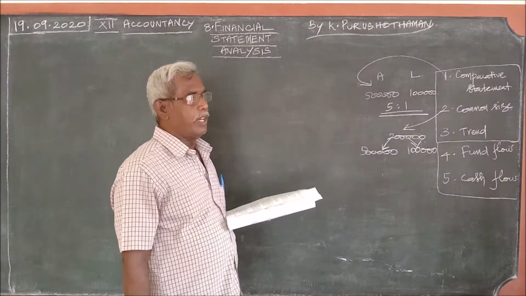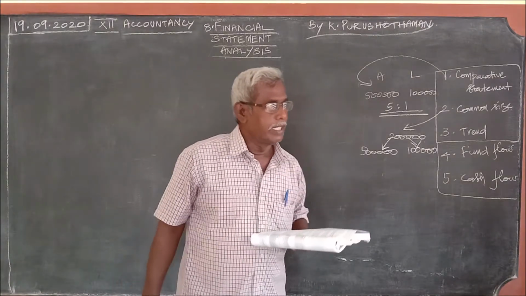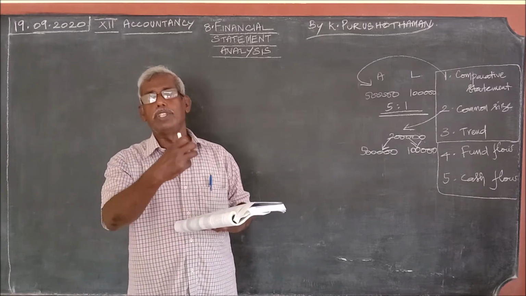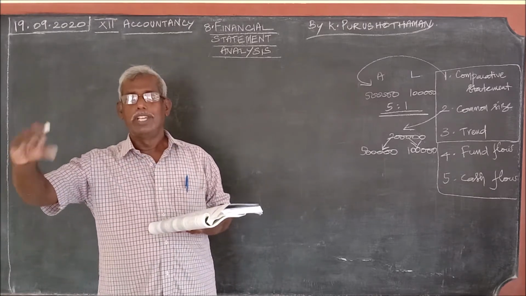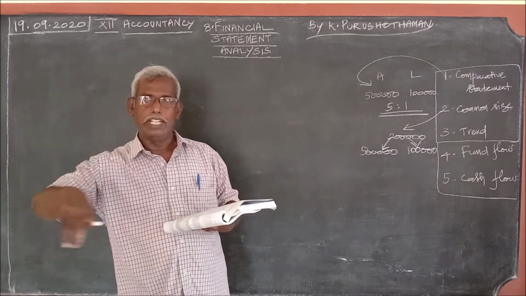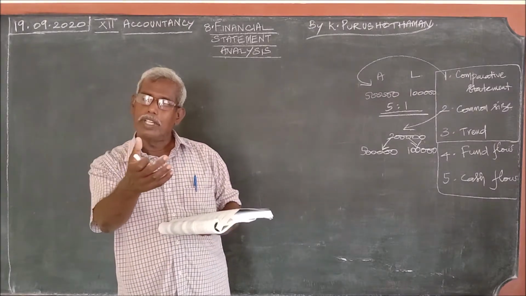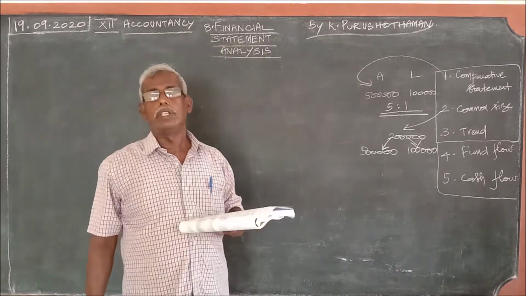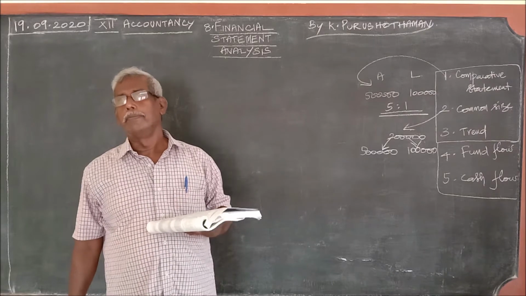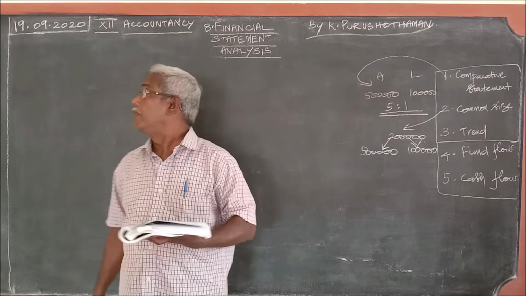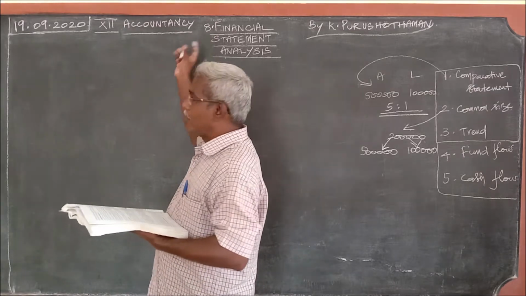Then cash flow analysis says how much cash is coming into the business and how much is moving out of the business. Income and expenditure, all these things are compared in cash flow analysis. And these are all the 5 types of problems generally used for analyzing the financial statement.